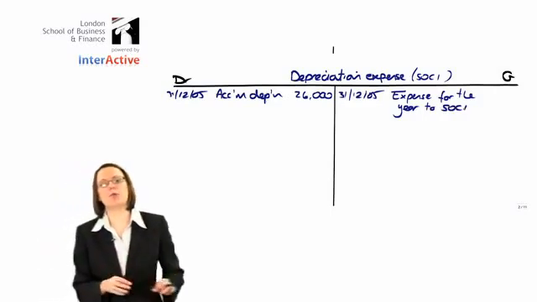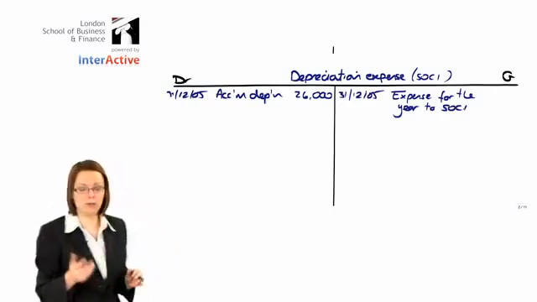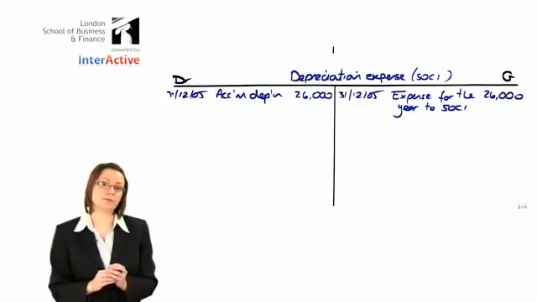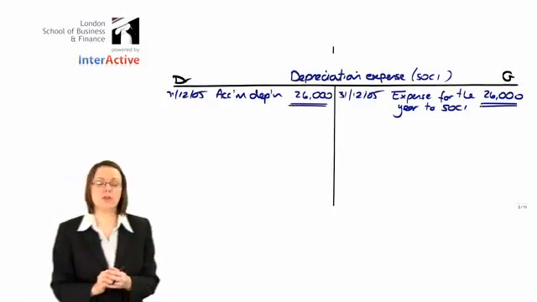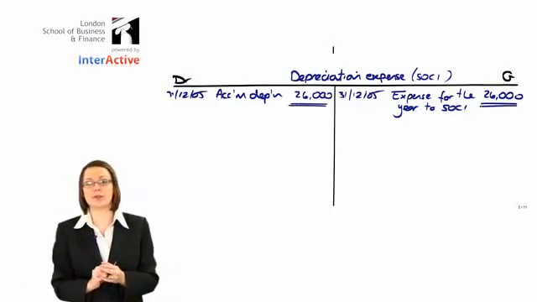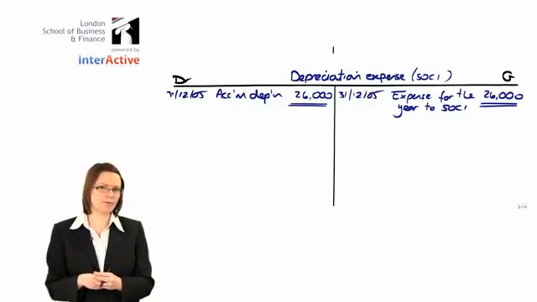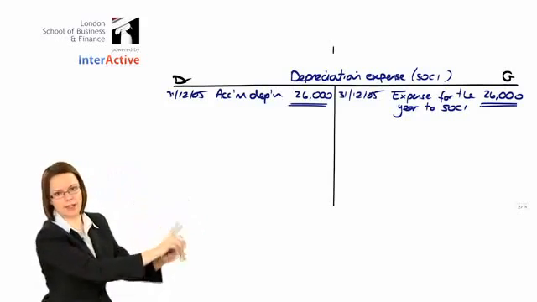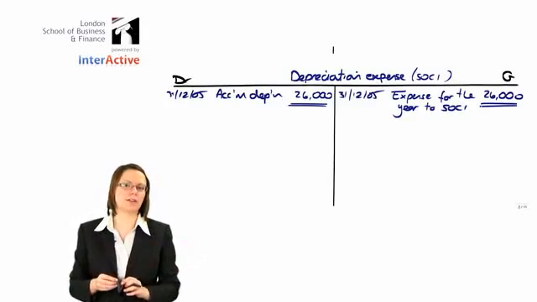So the balancing figure will be our expense for the year to the statement of comprehensive income, which is clearly 26,000. And we're going to double underline that account, okay, because that's the total, and that's it, we're going to leave it. Because what we're going to do is debit our statement of comprehensive income to reduce down the profit. That would be the corresponding entry.